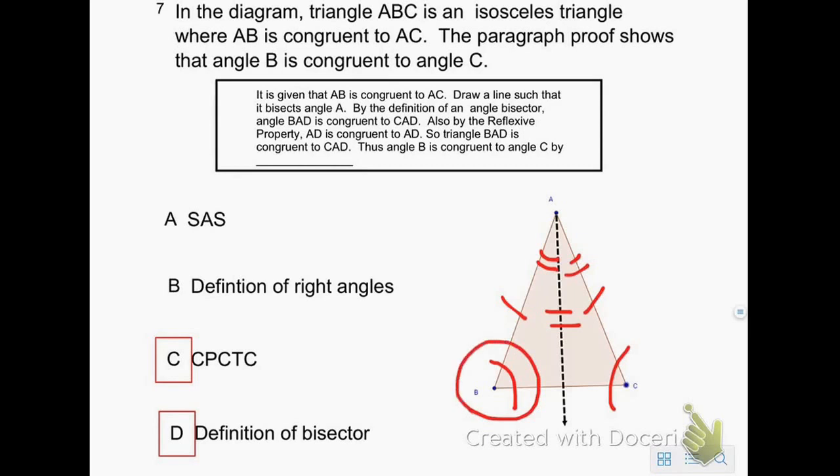So I want to figure out why angle B and angle C are congruent to each other. Well, I know that by looking at them, they are not right angles, so I'm going to mark out that choice. I also know by looking at them that they are not bisected or cut in half, so I'm going to mark out that choice. Angle B and angle C are not triangles, they're angles. Side angle side, you use only for triangles.